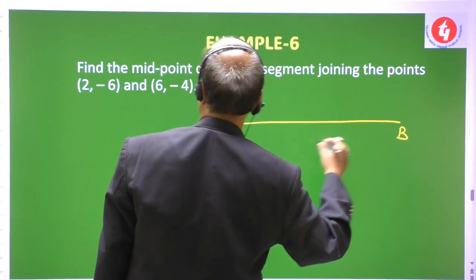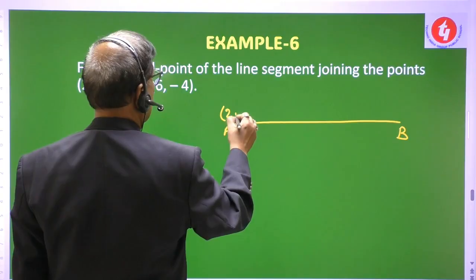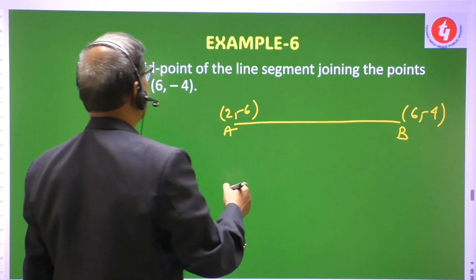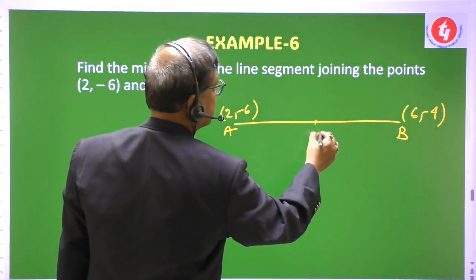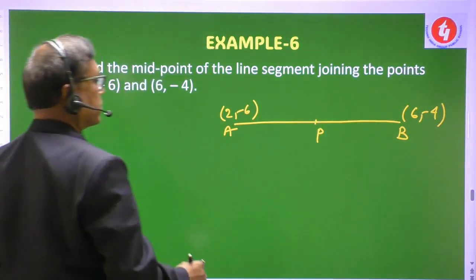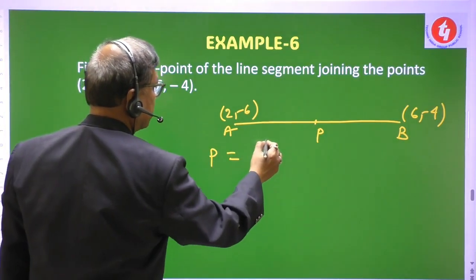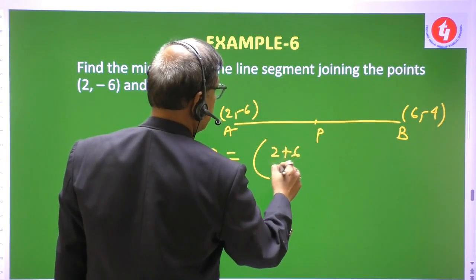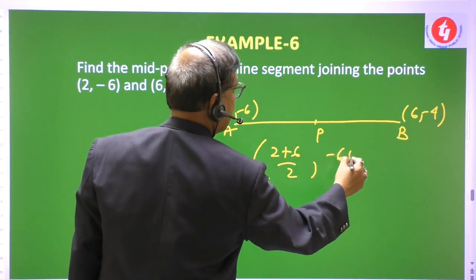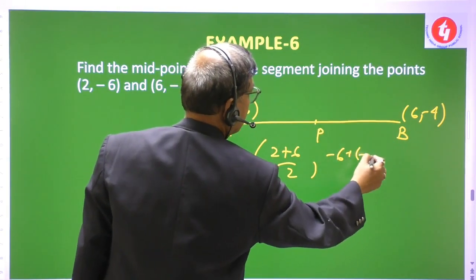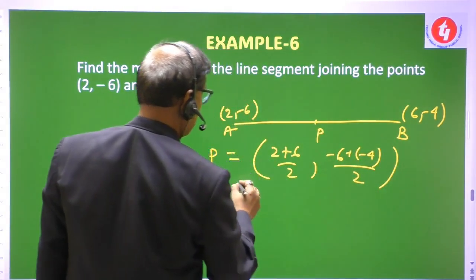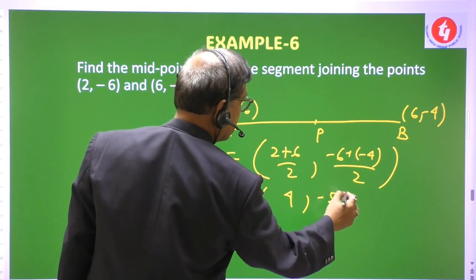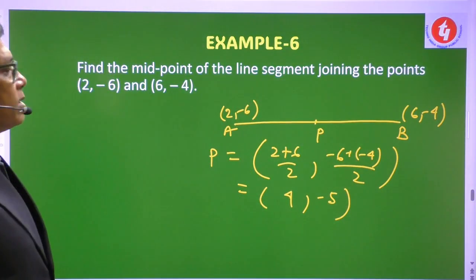So if I draw a line segment AB, say coordinates of A are (2, -6) and coordinates of B are (6, -4). We have to find the coordinates of the midpoint. Say P is the midpoint of this segment. Then according to the formula, coordinates of P will be (x1 plus x2) by 2, that is (2 plus 6) upon 2, and (-6 plus -4) upon 2. That means 8 upon 2, 4, and -10 upon 2, -5. So (4, -5) will be the coordinates of the midpoint.